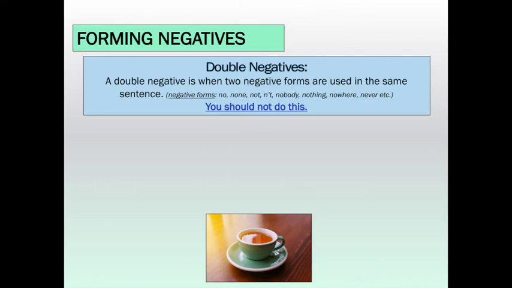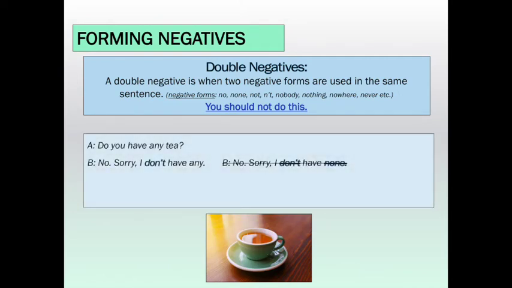Sometimes you might hear people using double negatives, but that's either grammatically wrong or, in English, two negatives can be used to mean a positive. But we are not going to learn that today. You should just try to avoid double negatives. Let's look at the examples.